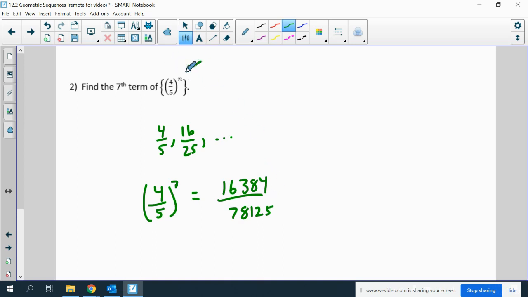Now you may be thinking, this doesn't look like the explicit form of a geometric sequence. Well, what is n equals 1? A sub 1 equals 4/5.